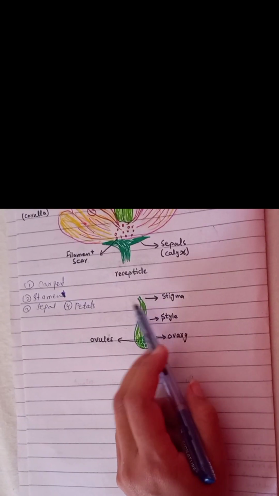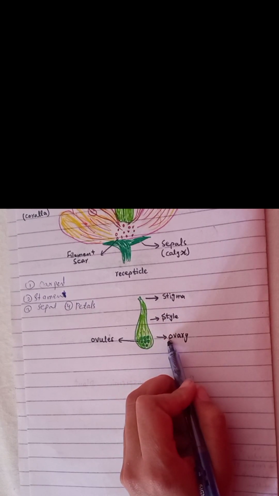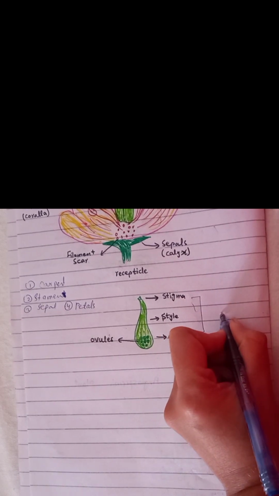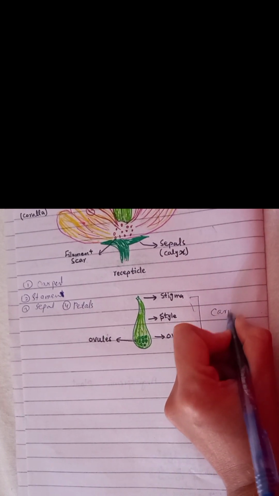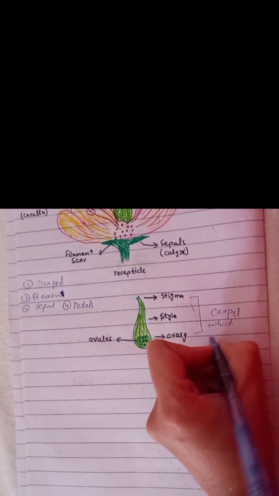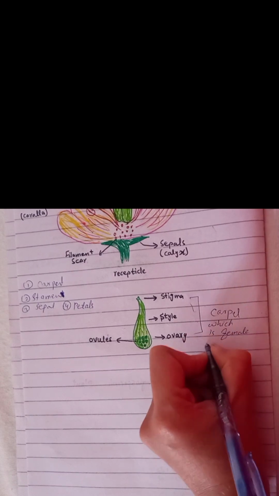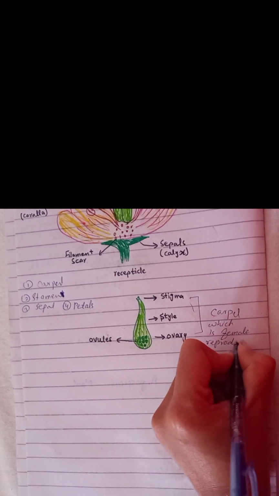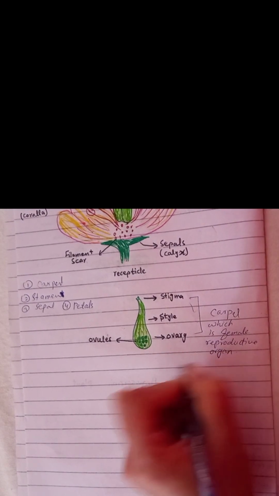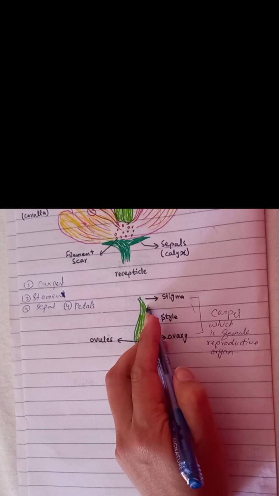In this diagram, I'm trying to show you the ovary. So this is basically the ovary. The whole structure is known as the carpel, which is the female reproductive part. Female reproductive organ, right? So it consists of an ovary, style, and stigma.